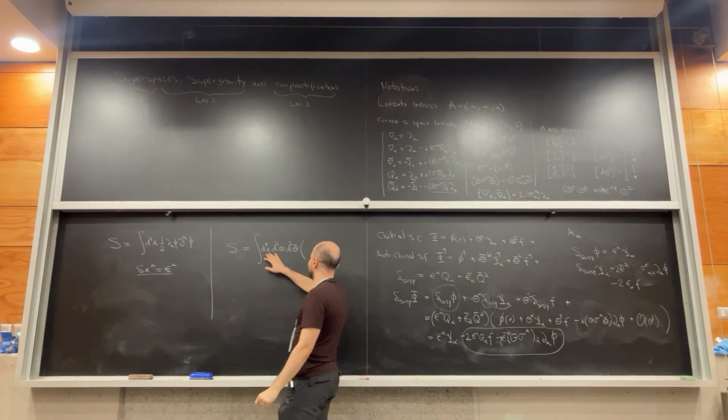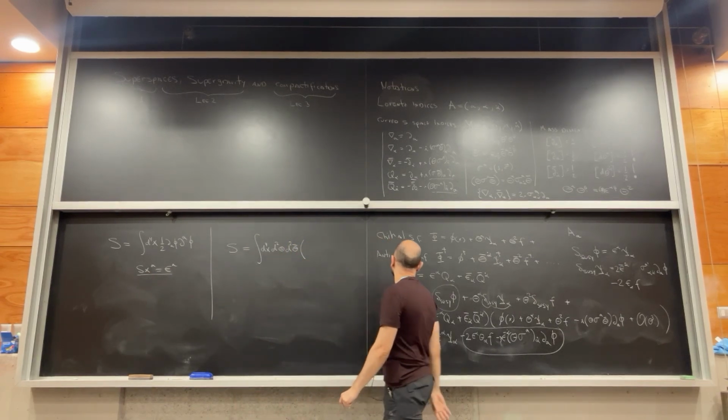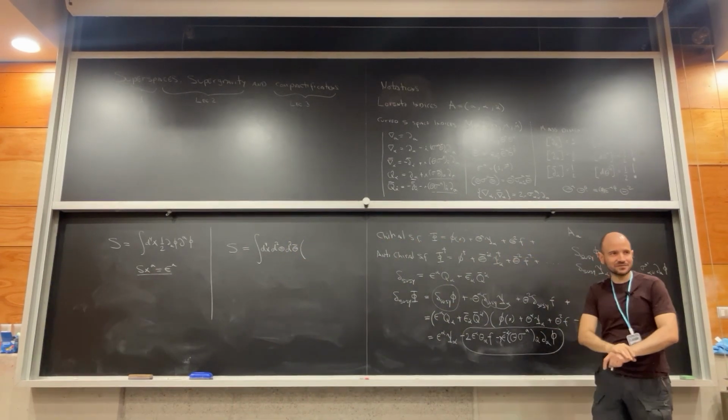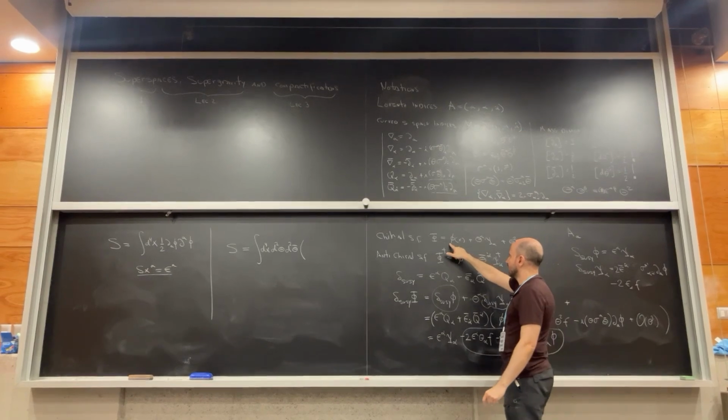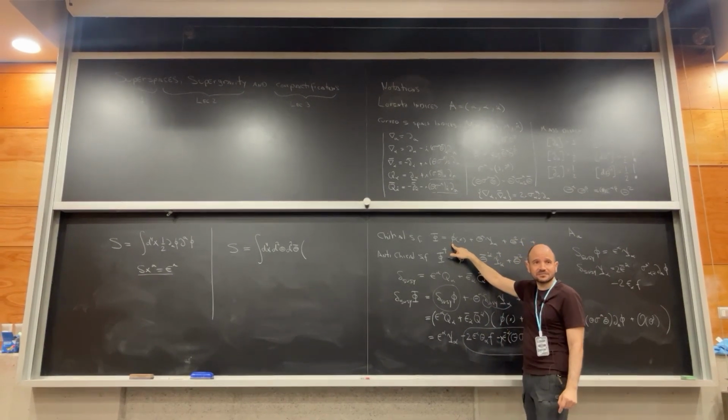Now I have to worry about the dimension of the integration measure and the dimension of my superfield. So a scalar field in 4 dimensions: what is the mass dimension of phi?